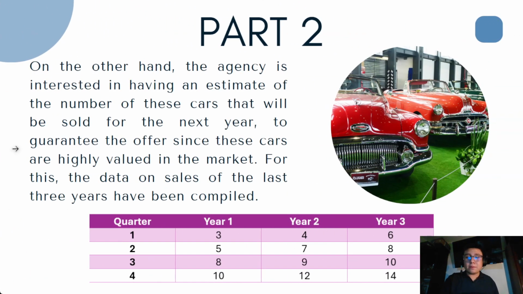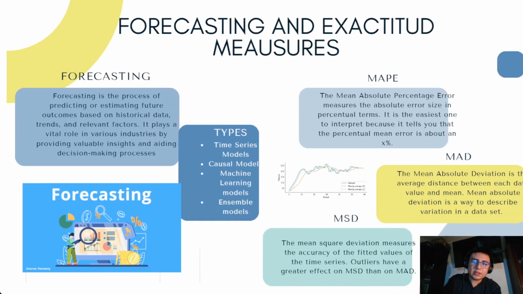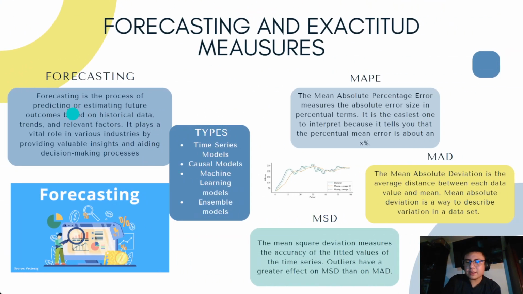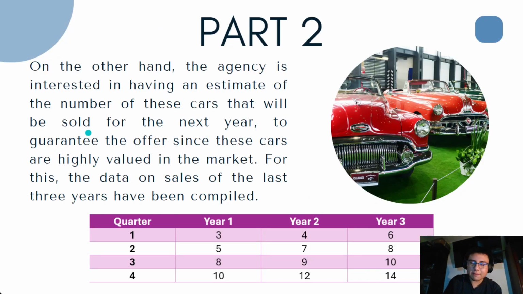The part two of the problem is asking us to forecast, to predict what the sales are going to be in year four of the cars. So here we have the tables with the quarters. We might consider what a forecast is. Basically, a forecast is predicting what the values are going to be, based on historical data as we have here.